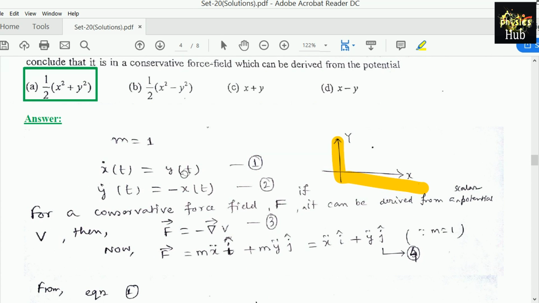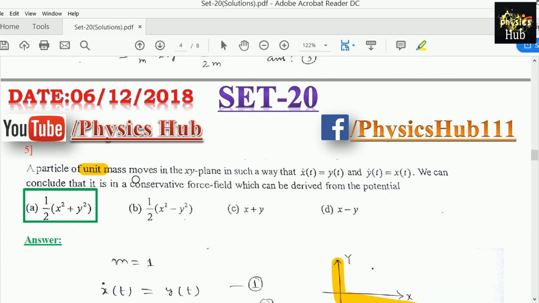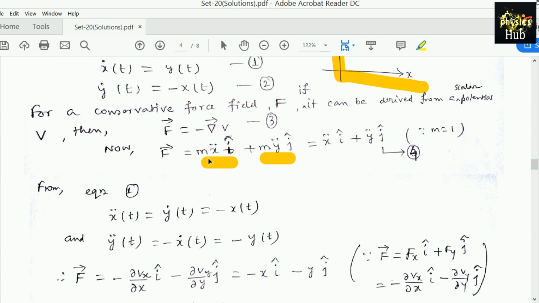Okay, so this is given: x dot t equals yt and y dot t equals minus xt. Now for a conservative force field F, it can be derived from a scalar potential V, then F equals minus del V, the gradient of V. Now F equals m into x double dot, the mass into acceleration, i cap plus mass into acceleration j cap. This is along the y axis, this is along the x axis. Now they have told that we have to take unit mass, so we have just put m equals 1 here, so x double dot i cap plus y double dot j cap.